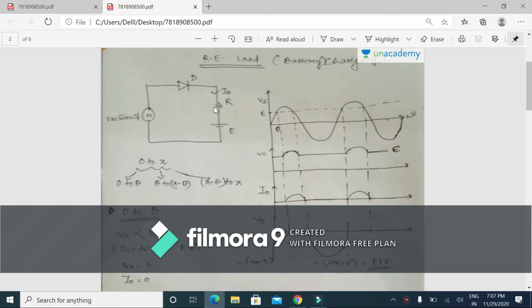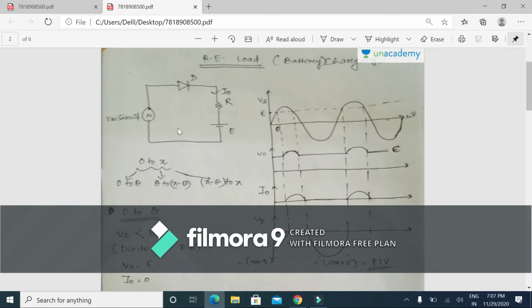Today I am going to teach you analysis of half-wave uncontrolled rectifier for active loads. Here the load has its own EMF. What is this active load? This active load is that load which can supply energy back to the source.